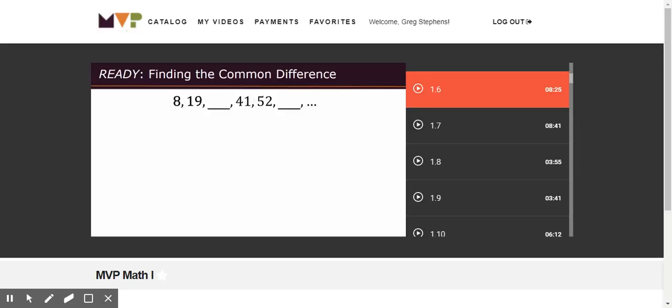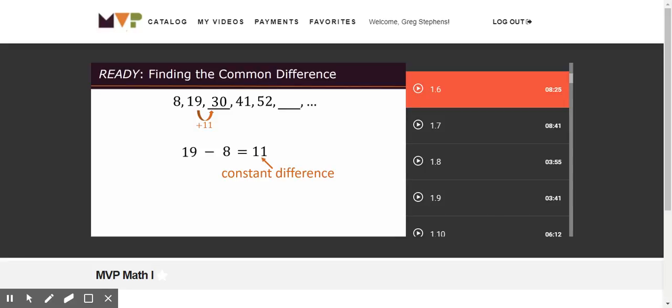Here is an example. Find the missing terms for this arithmetic sequence and state the constant difference. First, subtract 8 from 19. 19 minus 8 equals 11. So, the number 11 is the constant difference. 30 is the next number in the sequence because 19 plus 11 equals 30.